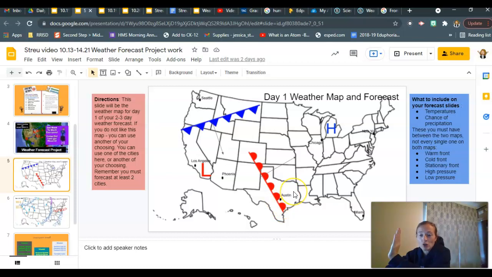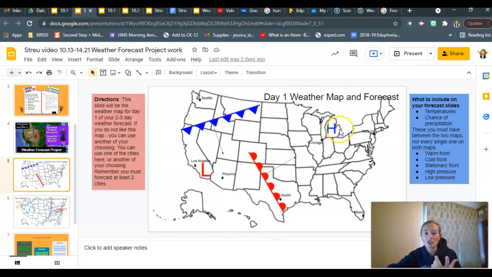Their temperatures on the second map should be higher, because remember, hot weather will follow the front. The temperatures are warmer behind the front. And for a cold front, the temperatures are colder behind the front. Okay, so make sure that your temperatures and your chance of precipitation match your map.